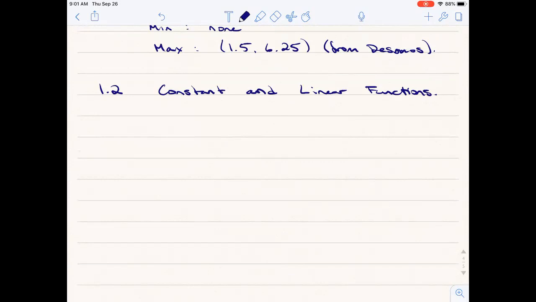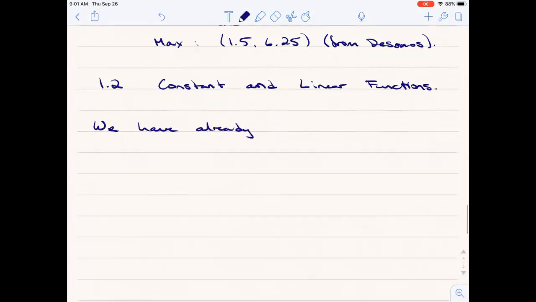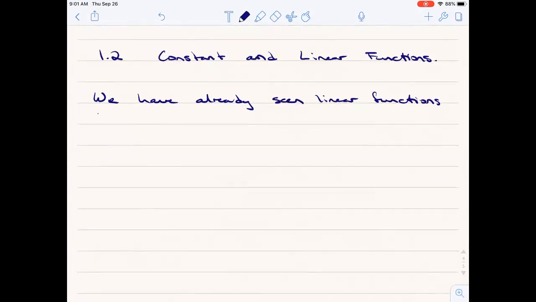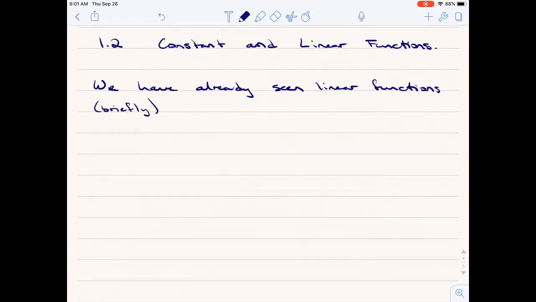So section 1.2 is on constant and linear functions. We've already seen linear functions, right, when we talked about stats where we fit the line of best fit, right? We have already seen linear functions, briefly, when we looked at lines of best fit.